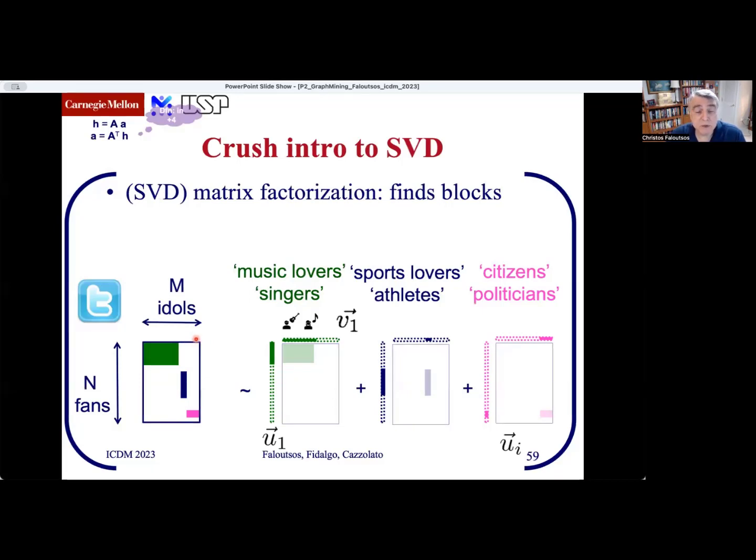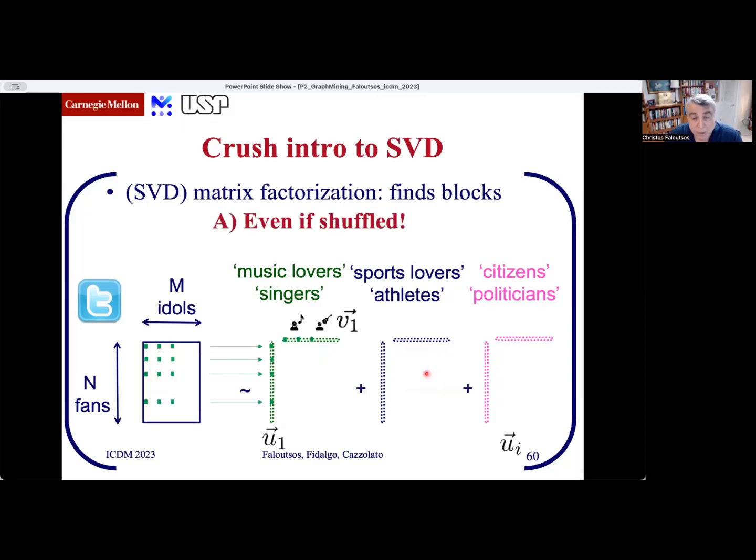Singular value decomposition of rank 3 will break this matrix into three pairs of vectors. And each of these pairs will correspond to one concept, in the sense that if we do the outer product of these two vectors, u1 and v1, we'll get the green box. If we do the blue u2 and v2 outer product, we'll get the blue box, and so on.